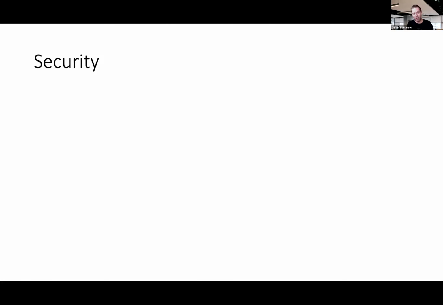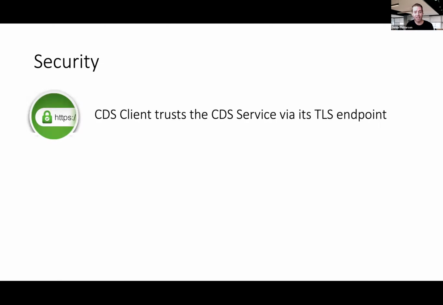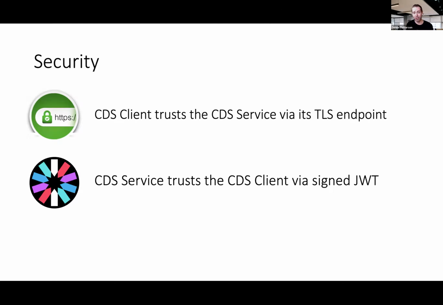So we've talked about how CDS clients call and speak to CDS services, but how is this done in a secure manner? Well, the CDS client trusts the CDS service by virtue of it being exposed at a TLS protected endpoint. So the CDS client's going to use all of the standard certificate validation mechanisms that exist to make sure the CDS service is who they say they are. But CDS services also establish trust with CDS clients. So when a CDS client calls a CDS service, it actually authenticates itself via a signed JSON Web Token, or JWT. And we'll take a look at the contents of that in a moment.